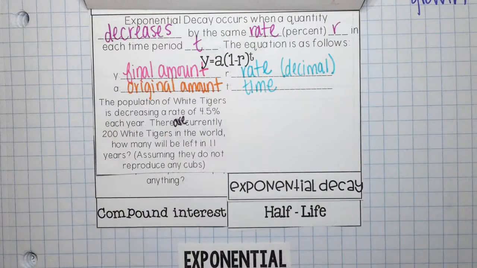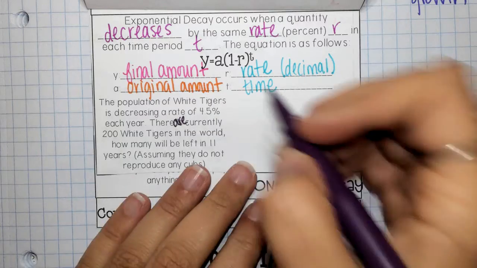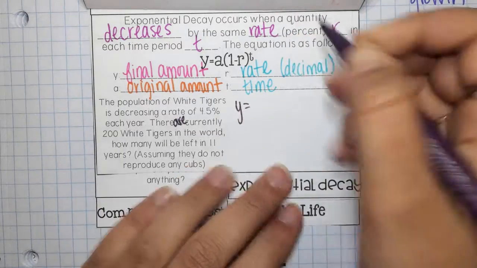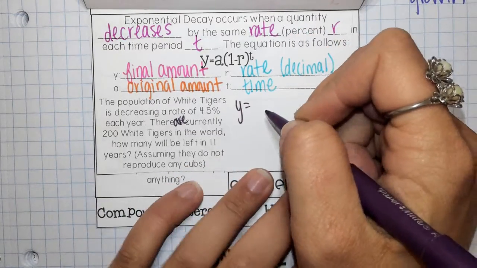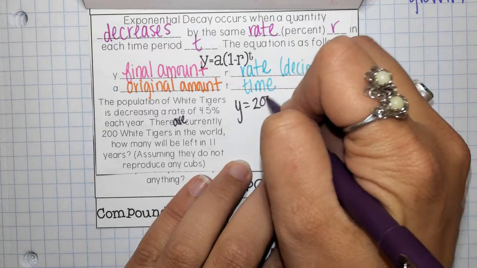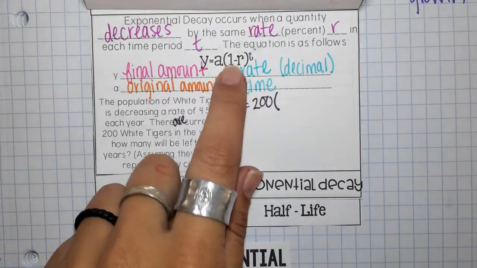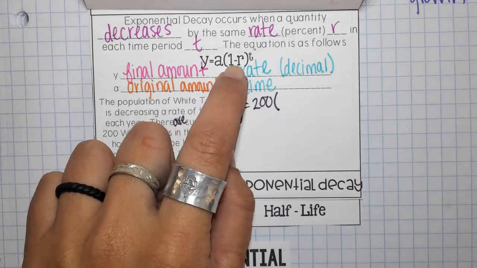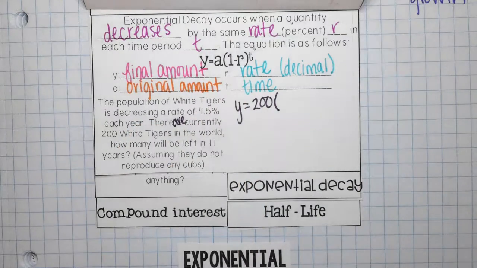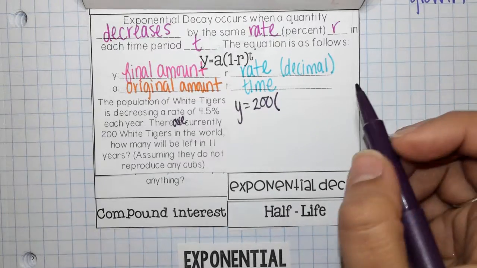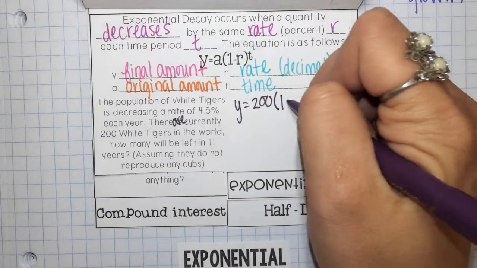There are currently 200 white tigers in the world. How many will be left in 11 years, assuming that they cannot reproduce? So, let's plug it into our formula. What is our initial amount? Let me finish the question. 200. Now, what is the difference between an exponential growth formula and a decay formula? One is a subtraction, one is an addition. Good job. Take a point. So we're going to do 1 minus.